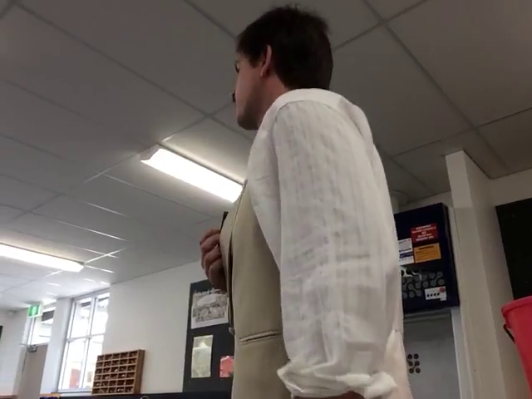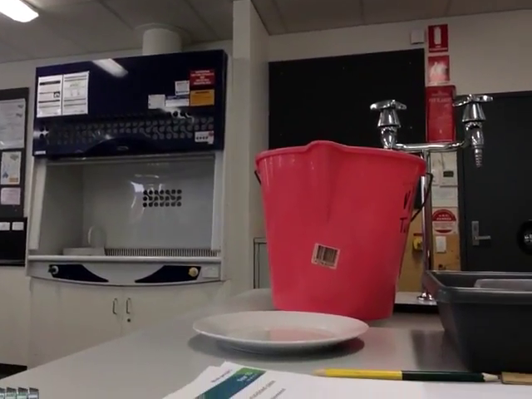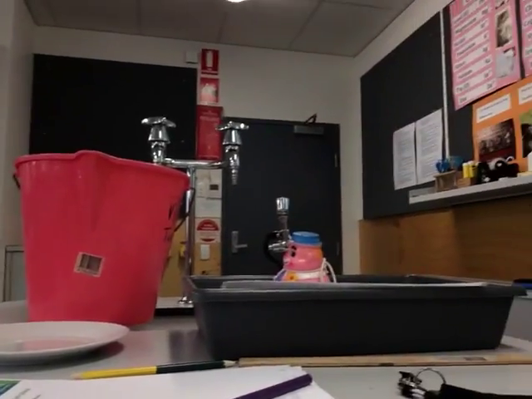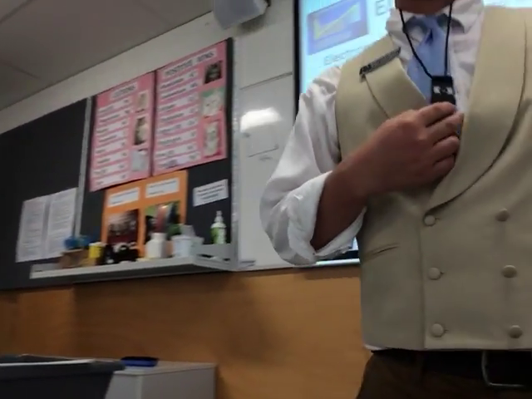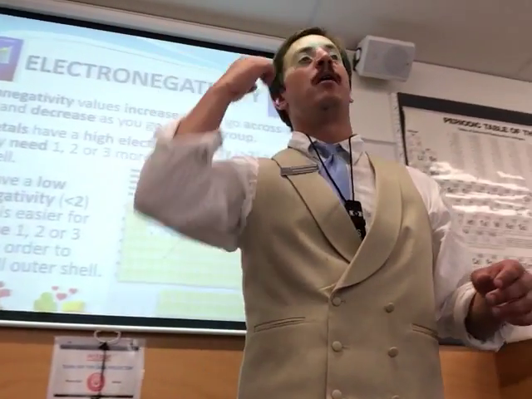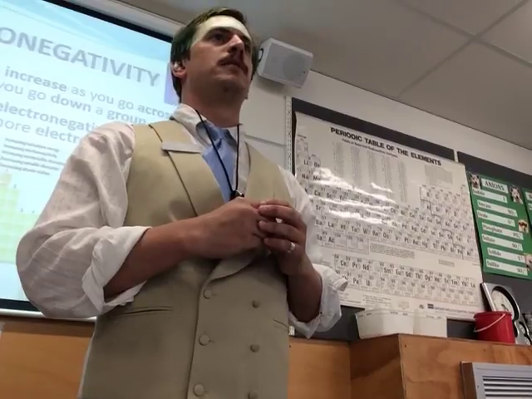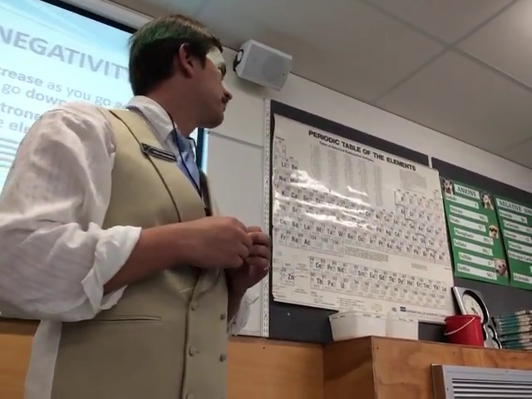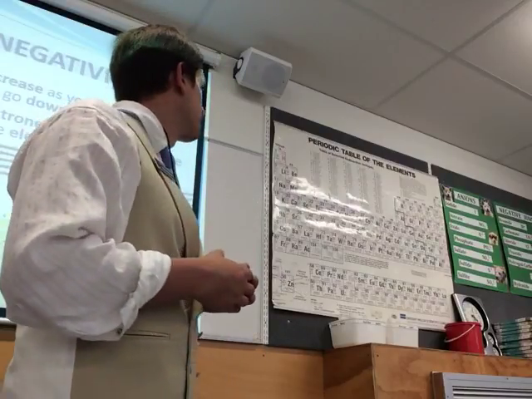So the core charge, the question is what determines core charge again? I'll go back. It's the number of protons, minus the number of inner shell electrons. So if you look at chlorine, it ends up having +7 core charge when you compare it to sodium, which has a +1 core charge.